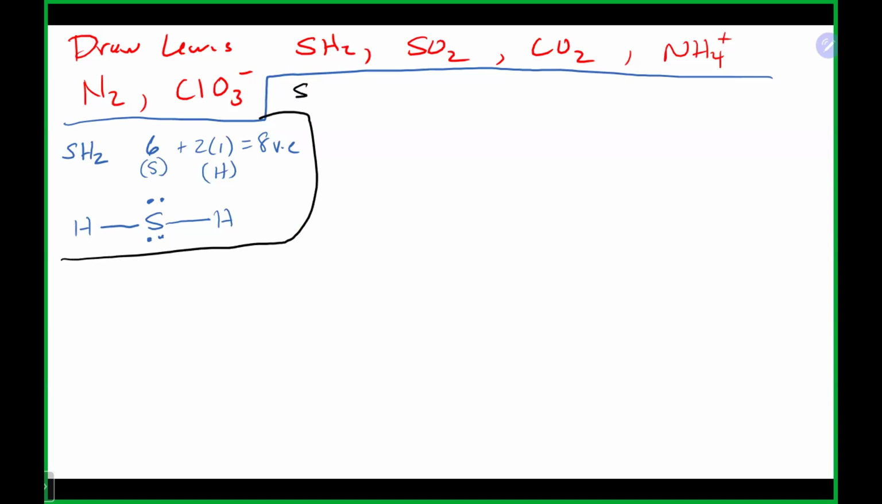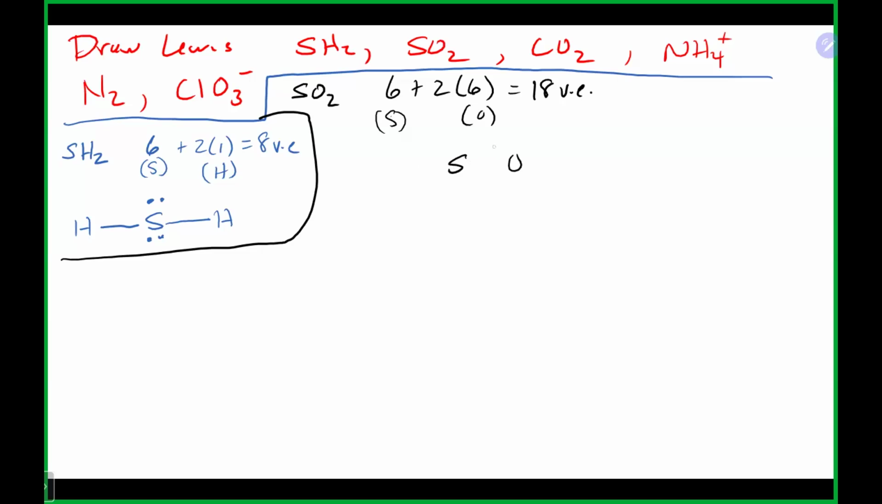Same idea here, SO2. Sulfur is group 6. There are 2 oxygens, each also group 6. So we've got sulfur there and oxygen. That's 12, and 6 is 18 valence electrons in our picture. Once again, if we look at the periodic table, sulfur and oxygen are in the same group, and oxygen is further up, which means it's more electronegative, and that means sulfur here should be in the middle. So we're going to go sulfur in the middle.